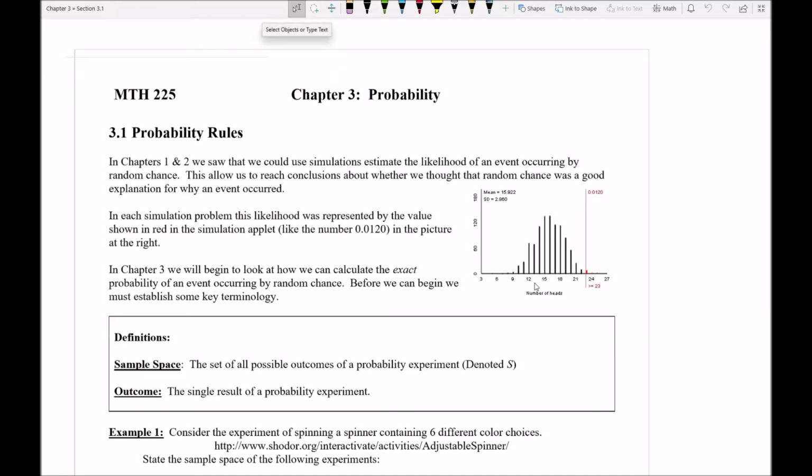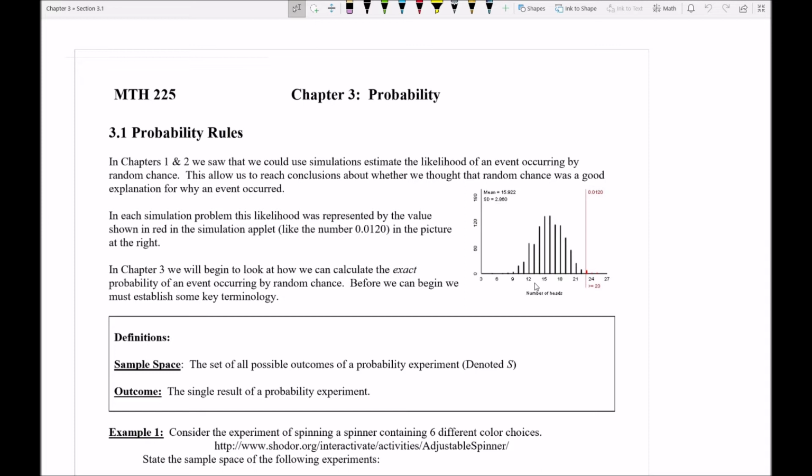In chapters 1 and 2, we used the idea of simulations to help us estimate the likelihood that an event occurred by random chance, or what we sometimes called just by luck. The reason we did this is that we could then reach conclusions about whether random chance was a good explanation or a good fit for why a particular event occurred.